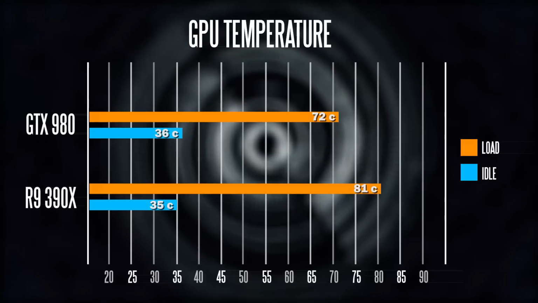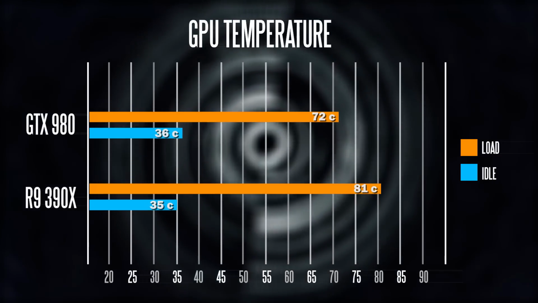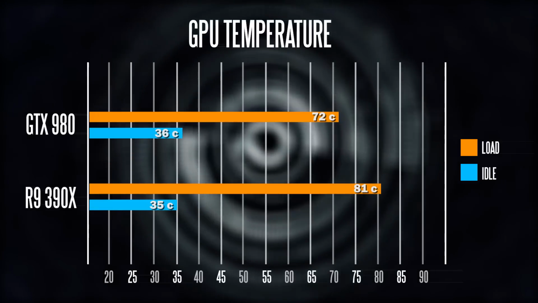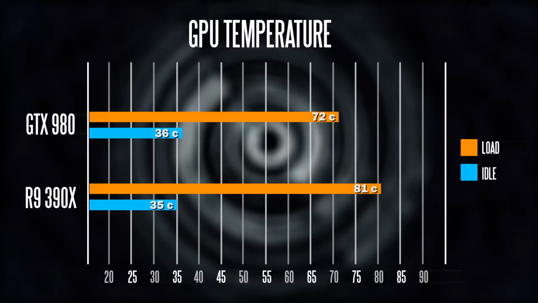Celsius on the 390X. Now, this might mean that you might have a little bit of overclocking advantage on the 980, but not by much, because both cards run pretty efficiently and pretty cool, generally speaking.